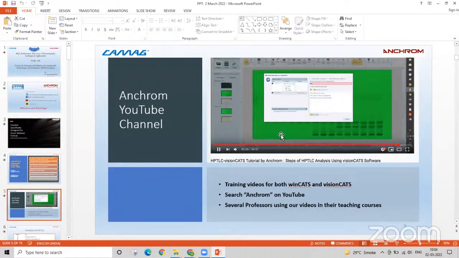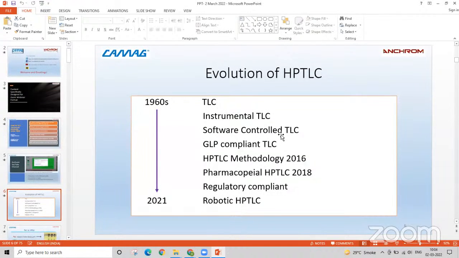Now let us start with the technical presentation. Before starting with HPTLC, let us understand how HPTLC evolved from TLC. In 1960, there used to be manual TLC. There were no instruments at all.